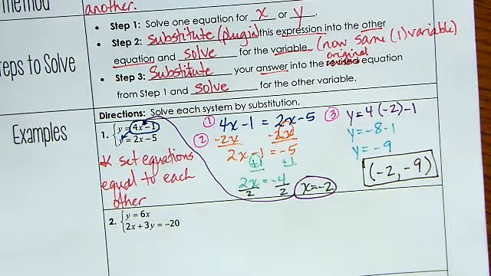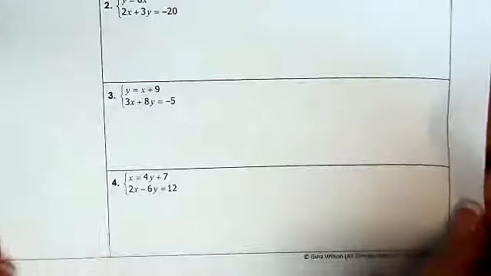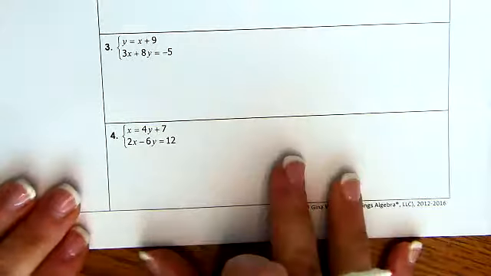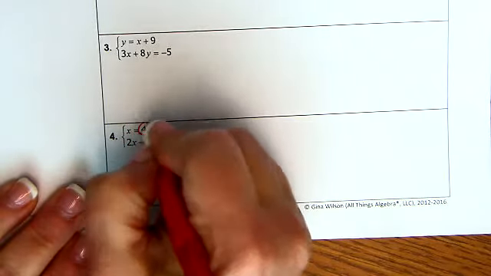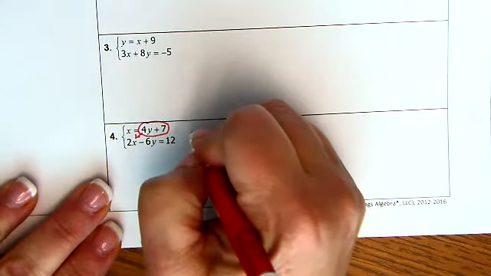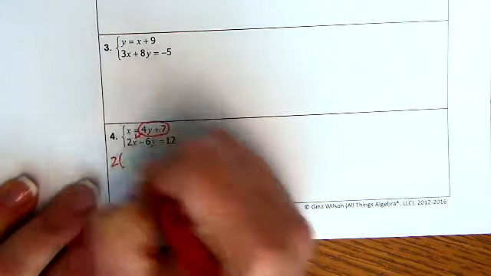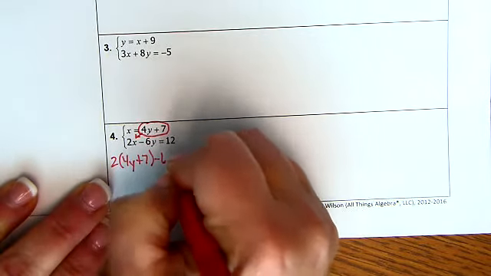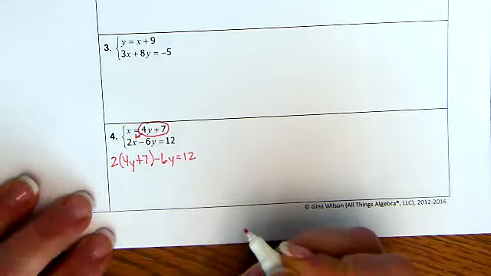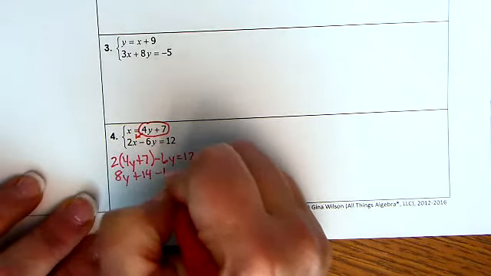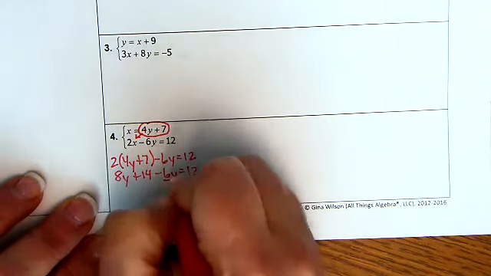Okay, now we're going to pick up the pace a little bit because we now know what we're doing, and we're just going to look at a couple of different scenarios. Okay, this is where it says x equals. So I'm going to take this expression and plug it in for this x. So I'm going to have 2 open parentheses 4y plus 7 close parentheses minus 6y equals 12. And now we distribute: 8y plus 14 minus 6y equals 12.